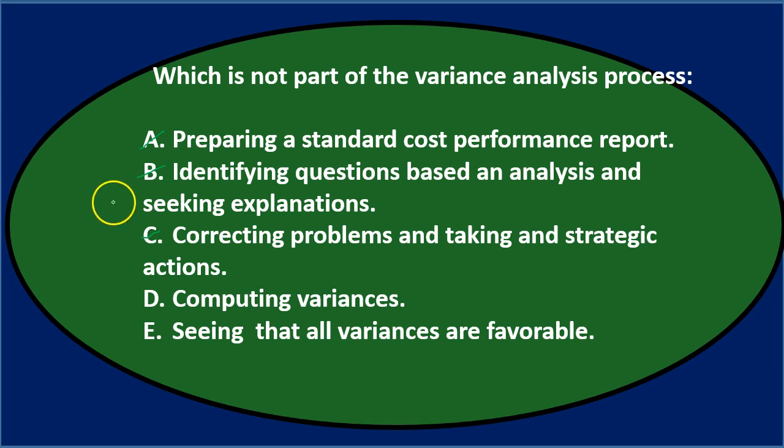So of those two, if we read through this again, which is not part of the variance analysis process, I don't think that we're trying to see that all variances are going to be favorable. We're going to have favorable and unfavorable differences, and then we go into them. We probably do more analysis on the unfavorable differences so that we can then improve in the future, and we're more concerned with the unfavorable differences, possibly. Although, if the favorable differences are substantial too, we want to look into why that would be as well. So E looks like the most correct answer, the final answer, which is not part of the variance analysis process: E, seeing that all variances are favorable.